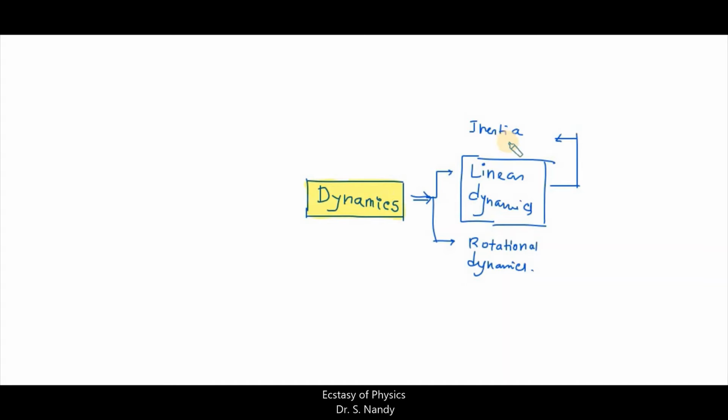Inertia basically means that if any object is at rest, it will have the tendency to maintain its rest, or if it is in motion, then the object has the tendency to maintain its motion. That means inertia is the property of a substance by virtue of which it will try to maintain its condition. So that's what inertia represents. Now this inertia can be classified in two ways: inertia of rest and inertia of motion.